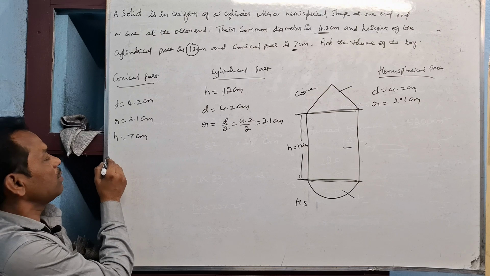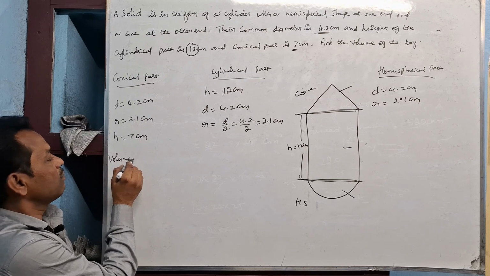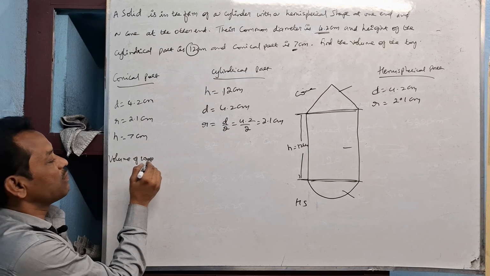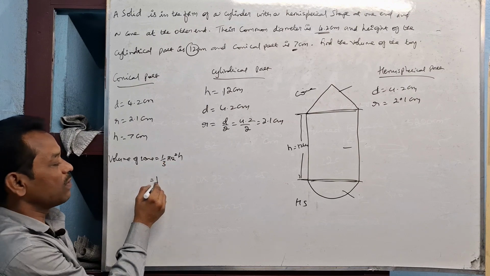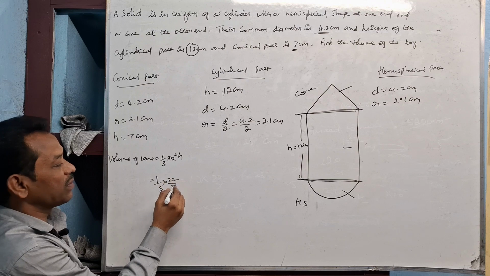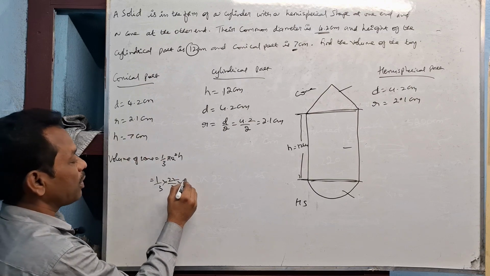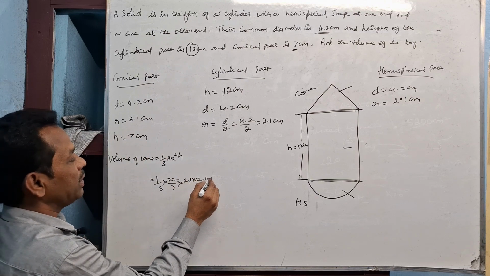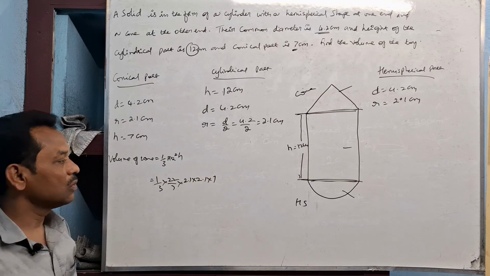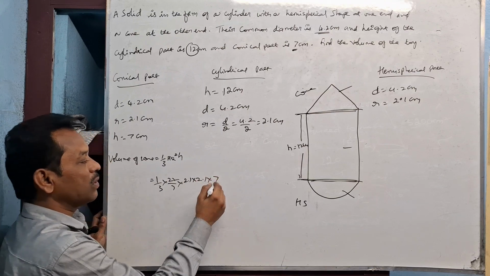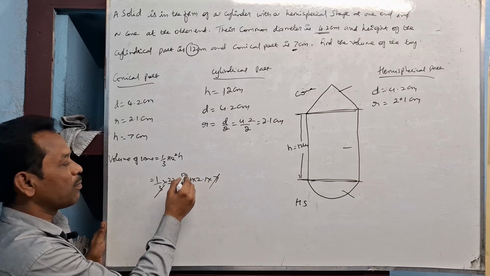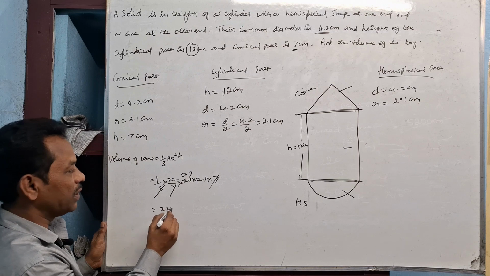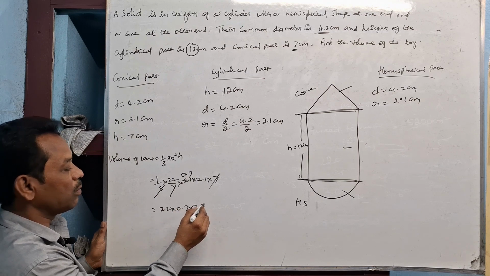First, let us go for the volume of the cone. The formula is 1 by 3 pi r square h. So 1 by 3 into 22 by 7 into the radius 2.1 into 2.1 into the height 7. Let me simplify. 7 will cancel, and 3 into 7... so here we have 22 into 0.7 into 2.1.